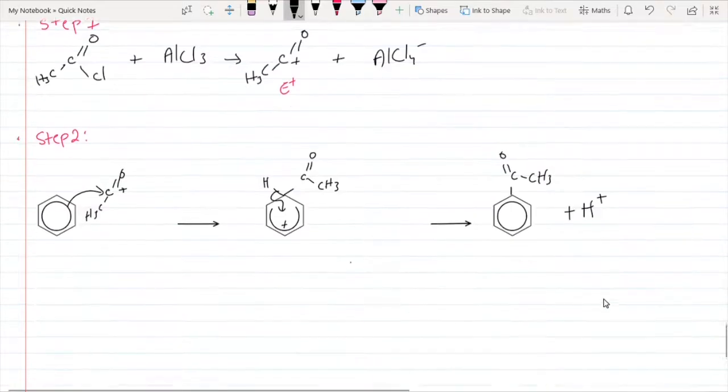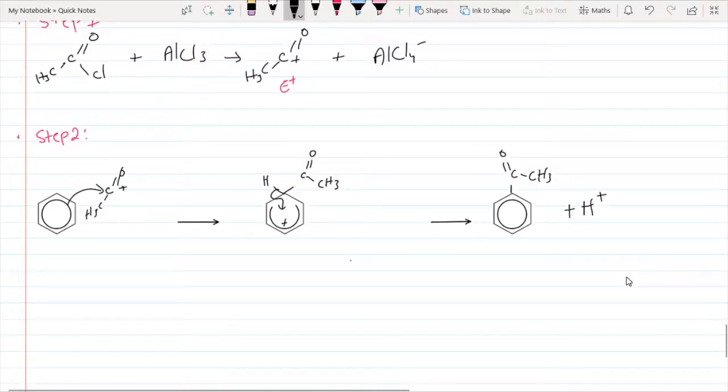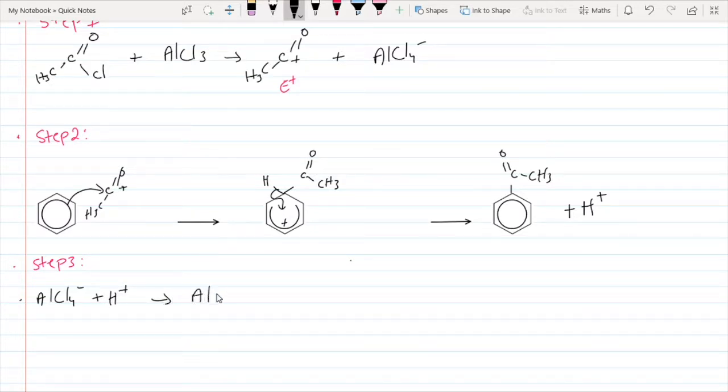Now this moves us on to our step 3, which is the regeneration of our catalyst. So step 3 would be right over here. Again, our products of step 2 and step 1, which is AlCl4- plus H+, and we'll form our halogen carrier AlCl3 and HCl.